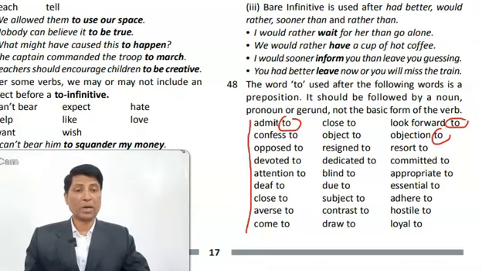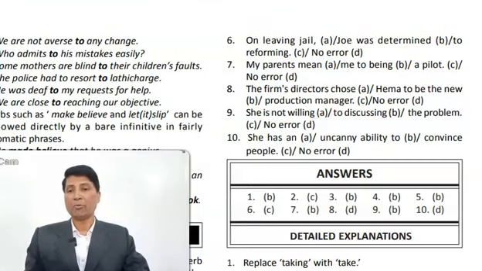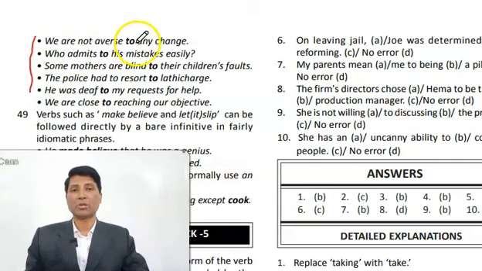So when you take questions and you see "to", now you look at some examples of the use of "to" here. In these cases, what do you see? "We are not averse to any change." So here "any change" is a noun because "to" is a preposition. In the second case, "who admits to his mistakes easily." So this phrase, "his mistakes", is a noun. It is not the basic form of the verb.